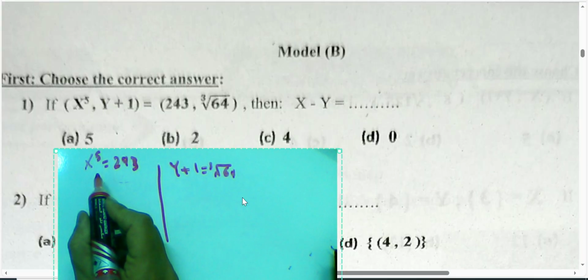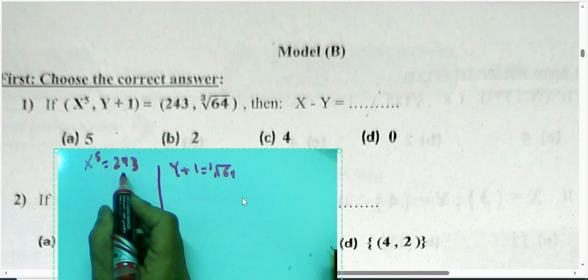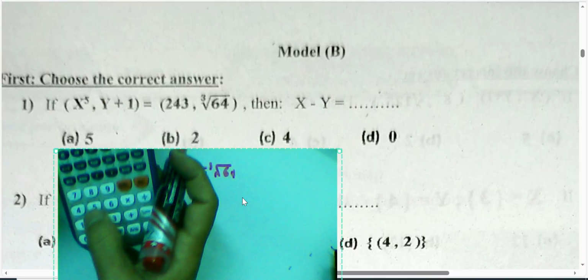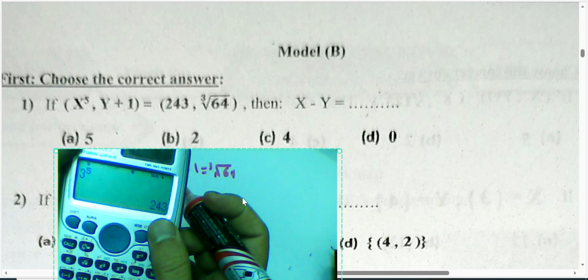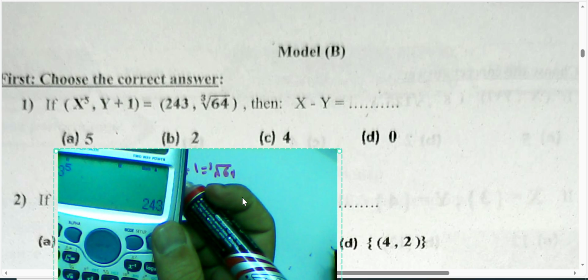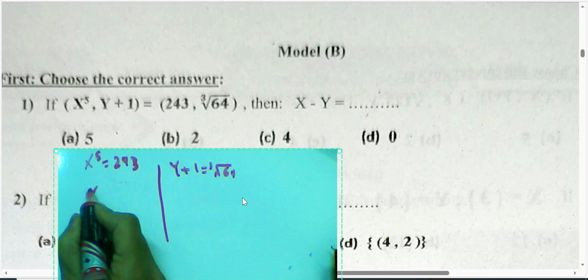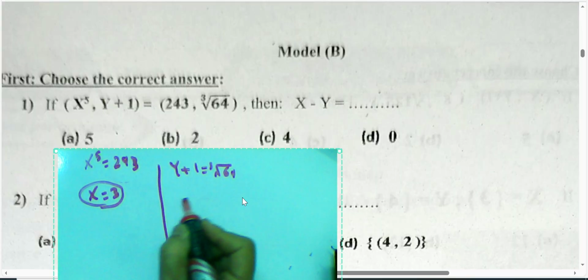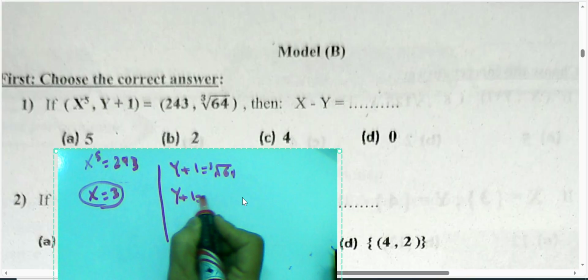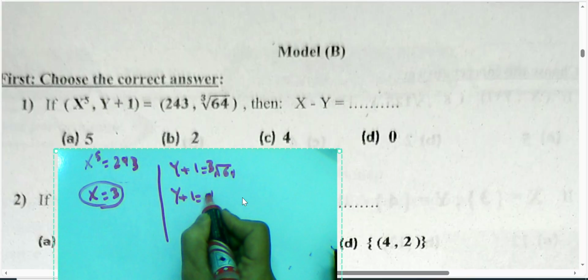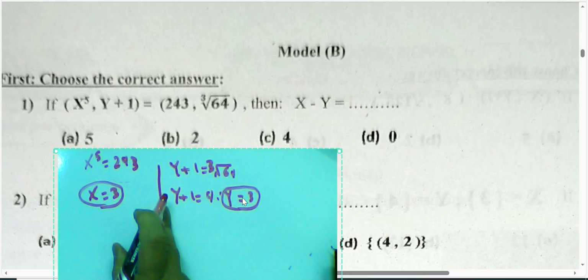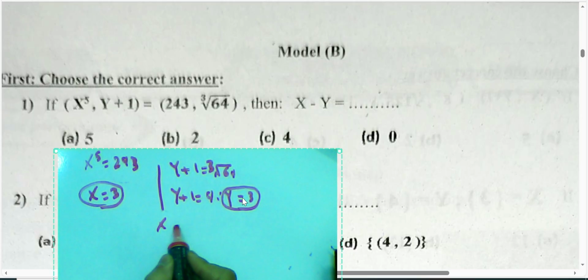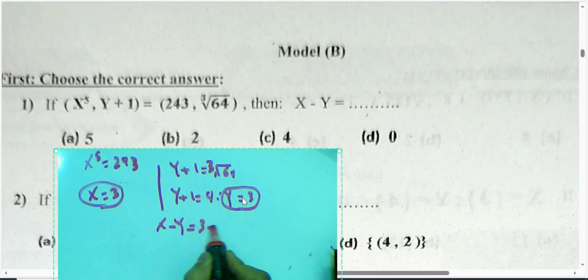What is the number multiplied by itself 5 times to equal 243? It will be 3. 3 to the power 5 equals 243. Okay, then x will be equal to 3, and y plus 1 equals the cubic root of 64, which equals 4, and the value of y equals 3. You want to find x minus y. X was 3, y is 3, 3 minus 3 equals 0.